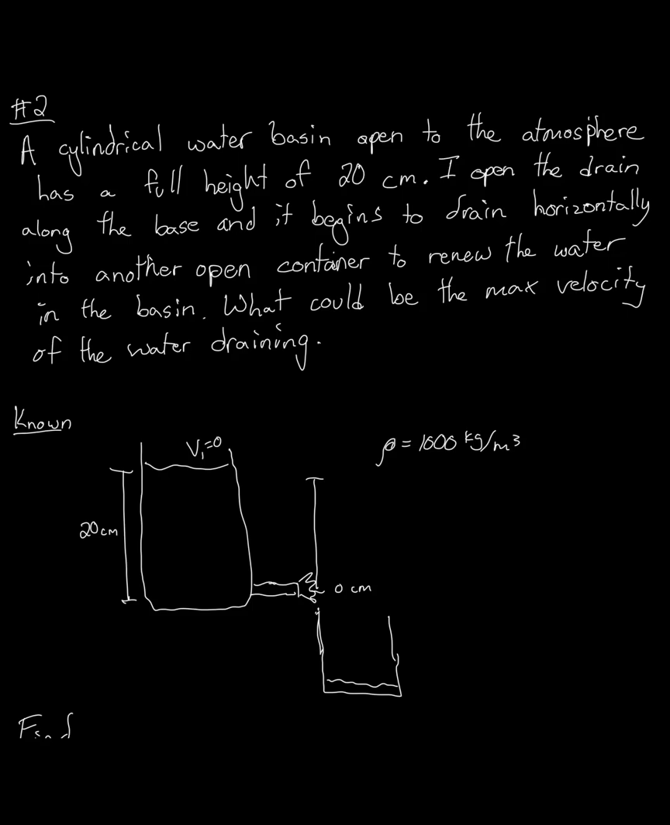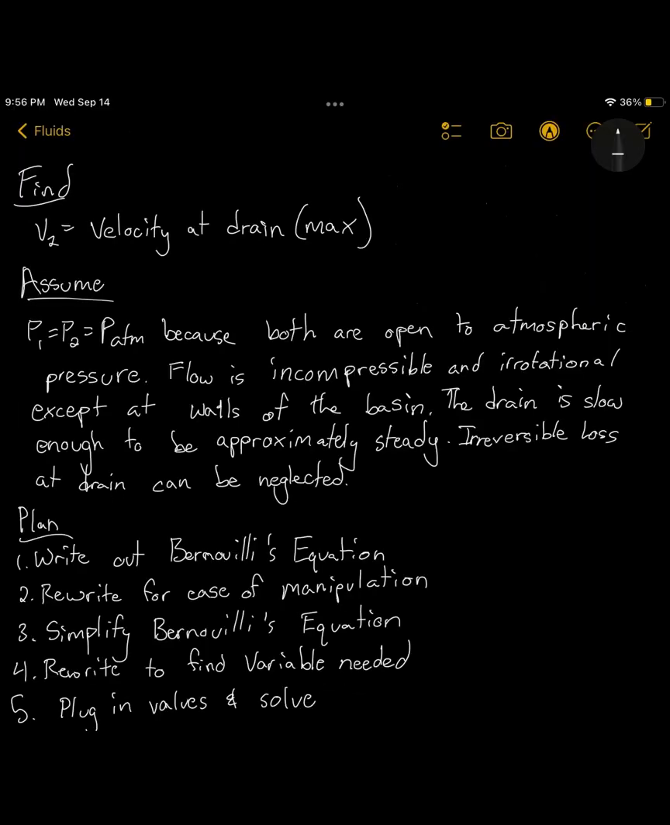So what is known is this diagram, which shows that Z1 is equal to 20 centimeters, Z2 is 0 centimeters. The starting velocity V1 will be 0, and the density is 1,000 kilograms per meter cubed. So we need to find velocity 2, which is the velocity at the drain, and its maximum value. We can assume that pressures are equal because they are both open to atmospheric pressure.